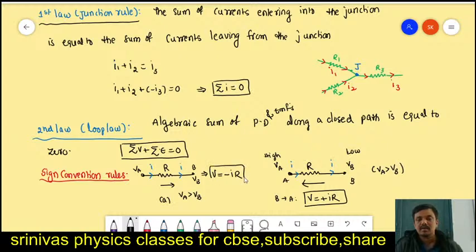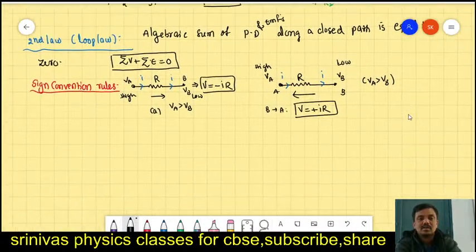Simply you can remember, if you go in the direction of the current you take negative. If you go in the opposite direction of the current, going left side, it is plus IR. If you go in the same direction as the current across the resistor, you take negative. Here this is high potential and this is low potential. When you go high to low, a potential drop occurs, and a potential drop you take as negative. But when you go from low to high, a potential rise occurs, and a potential rise you take as positive.